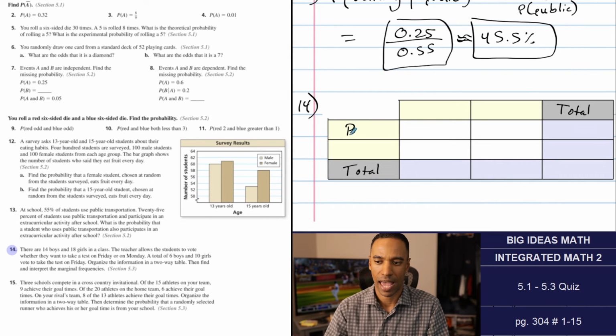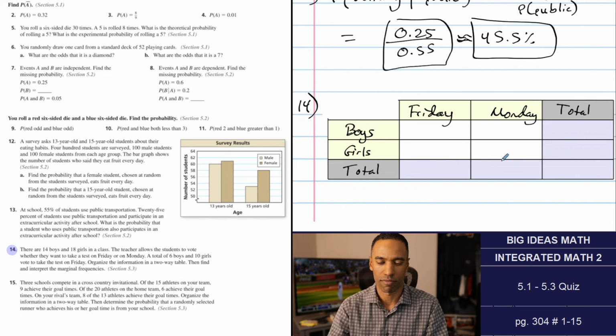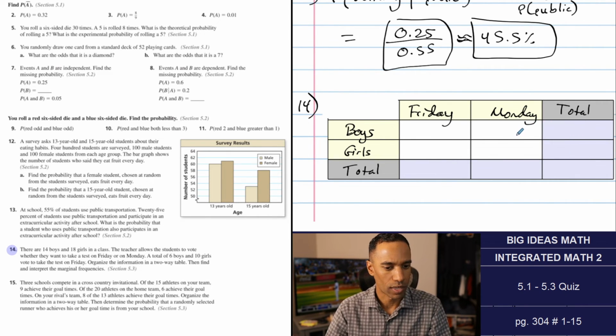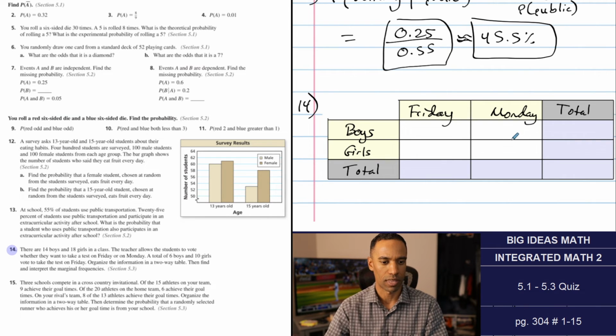I'm not really writing the categories, I'm just separating the categories. So boys and girls, test on Friday versus test on Monday. With a two-way table, we also have the totals. They just want the frequencies and they want to interpret them. No relative frequencies, just marginal.